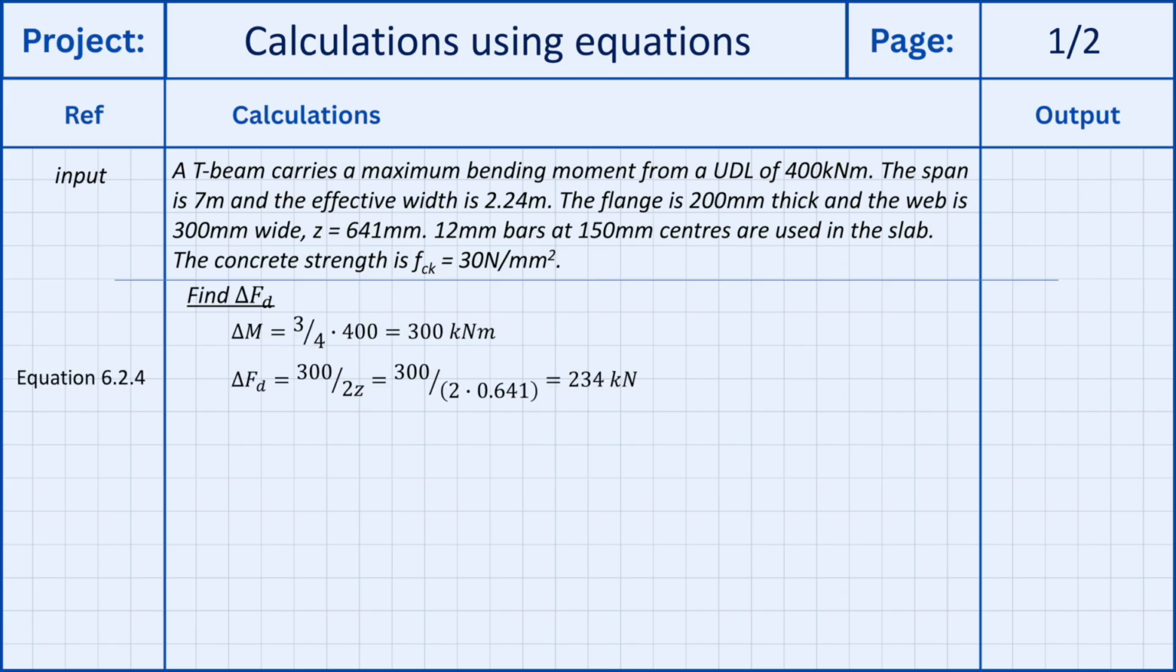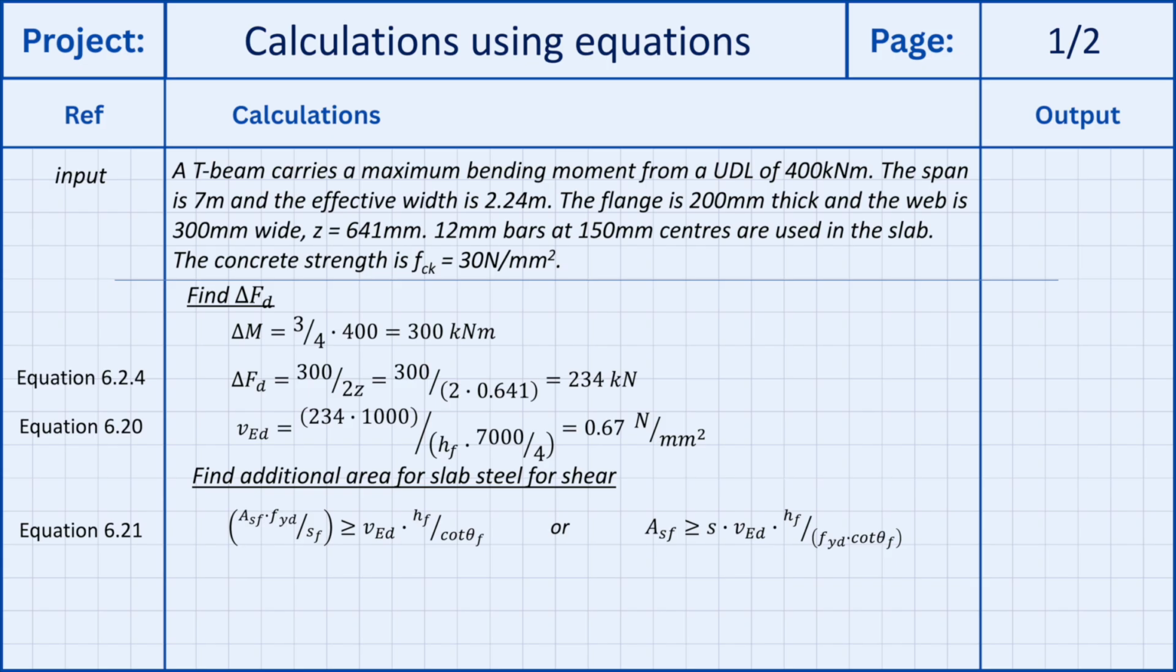We start the longitudinal shear design by finding the force delta FD. In the case of a simply supported beam under uniformly distributed load, the change in the bending moment equals 3/4 of the maximum bending moment, which gives 300 kilonewton meters. This then gives the force delta FD of 234 kilonewtons. The longitudinal design shear VED is 0.67 Newtons per millimeter squared.